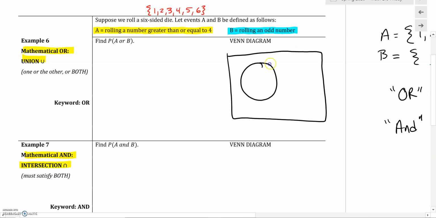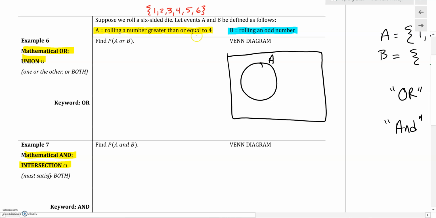I've got event A here. This is me rolling a number greater than or equal to 4. Okay. Now, before I draw this, I kind of have a question. Should I draw it like this, or should I draw it overlapped? Let's look at the two events.